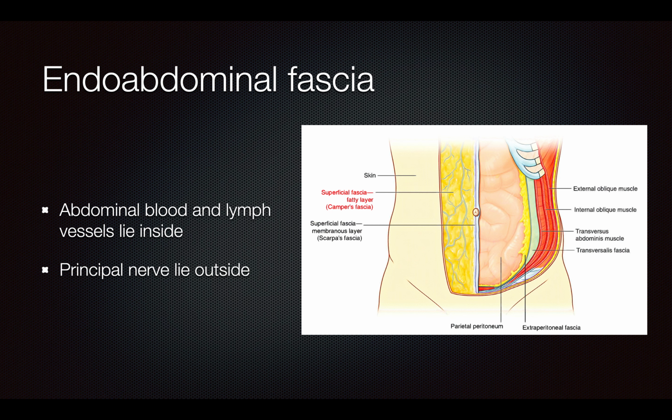The endoabdominal fascia protects the internal organs by having that layer of fatty tissue, which of course will absorb any kind of shock or trauma. It also works in thermal regulation. The abdominal blood and lymph vessels lie within the fascia, and the principal nerves will lie outside. And of course there are two types: Camper's and Scarpa's fascia.